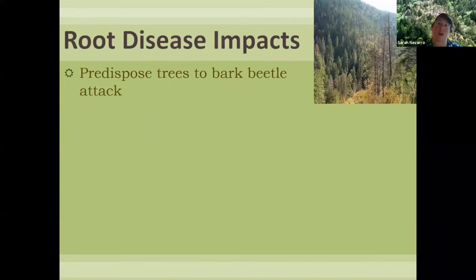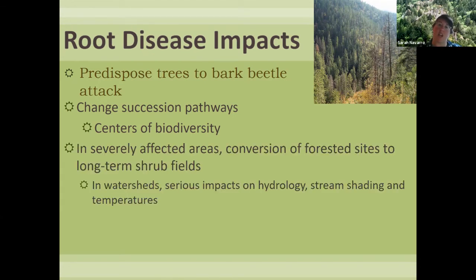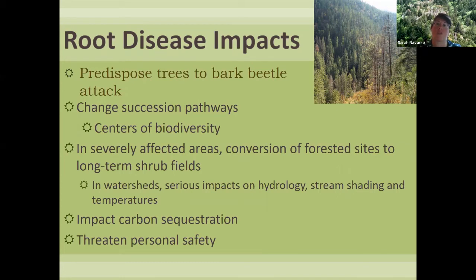So just to reiterate, the impacts of root diseases, they really do predispose trees to bark beetle attacks. They can change succession pathways of a forest. They can also act as centers of biodiversity because you're taking out just one susceptible host, but then leaving multiple other species that are resistant out there. And then in severely affected areas, you could have conversion of forested sites to long-term shrub fields with no intervention or management. And so when we think about impacts to watershed, it really could have serious impacts on hydrology, stream shading, and temperatures if you're going to be losing that canopy component of your stand. Impacts on carbon sequestration with trees dying within your stand. And then lastly, a threat to personal safety as well, because you do have trees that are susceptible to windthrow.